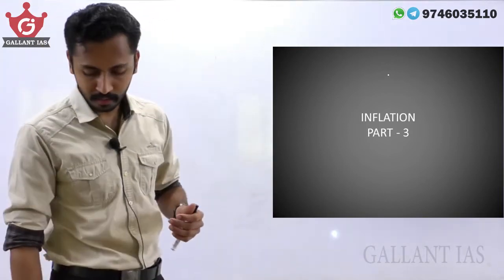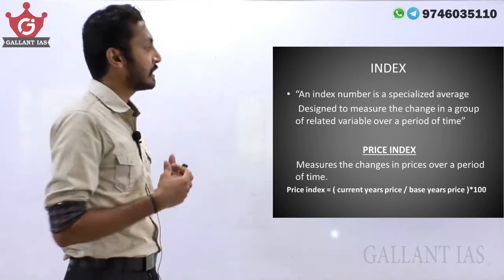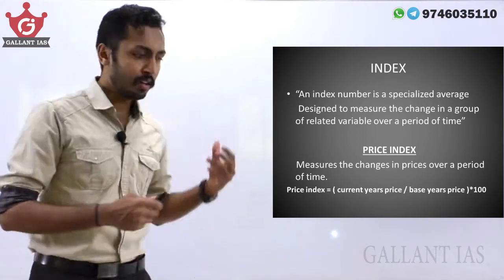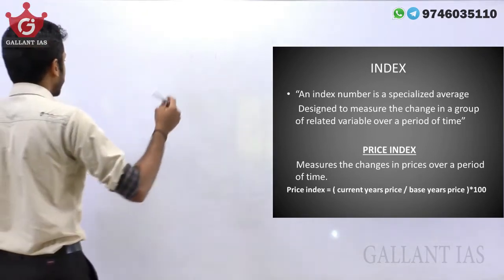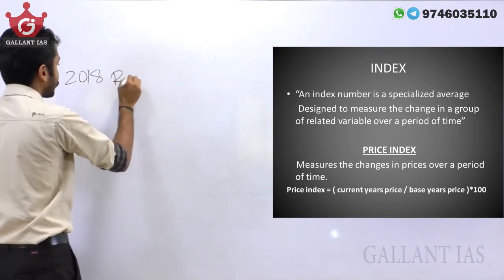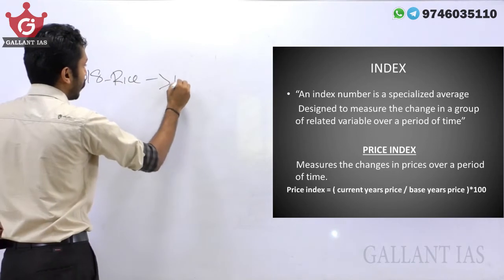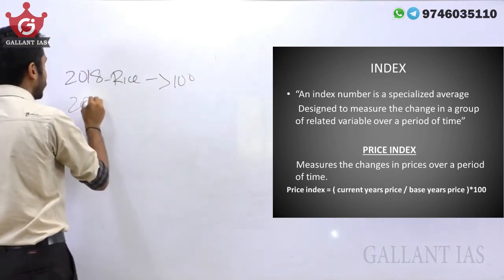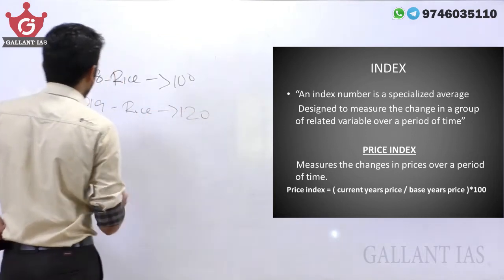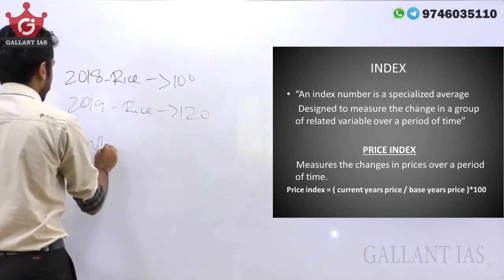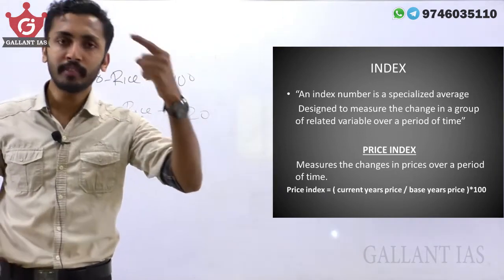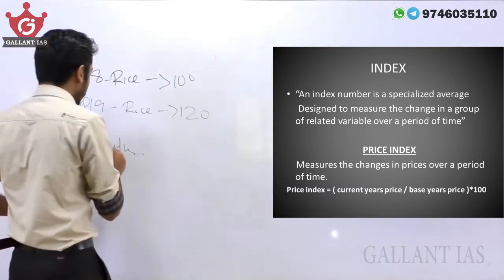How do we calculate inflation? For that, we use indexes. What is the purpose of an index? To calculate inflation, take the case of rice. In 2080, the price of rice is 100 and it increased to 120 in 2090. If we calculate the inflation of rice: inflation is the increase in the price level. Percentage increase in the price level is inflation.